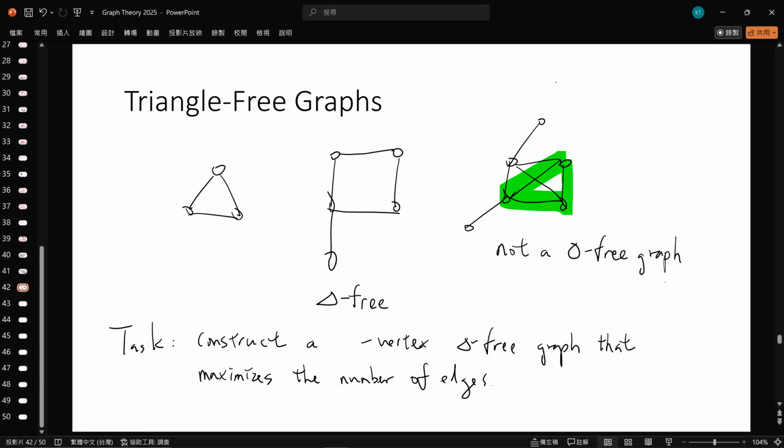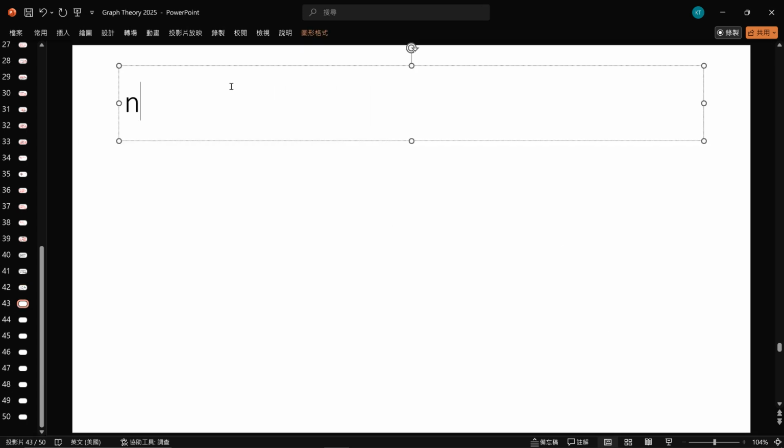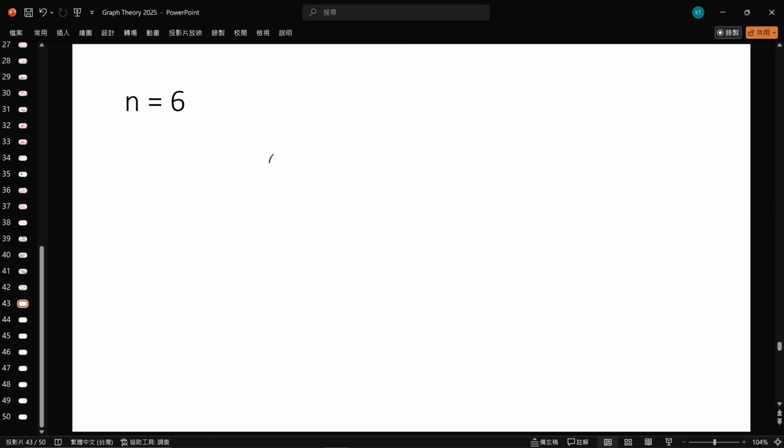or even 4. In fact, not necessarily even numbers. You can also try odd numbers like 5 or 7, but I think it's easier to consider even numbers. So perhaps you can try 6. So you have 6 vertices. How do you add edges without creating any triangle?